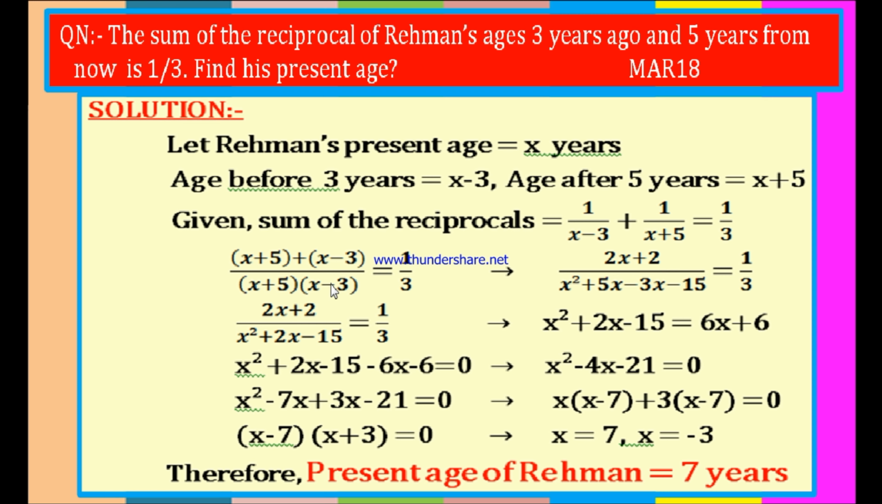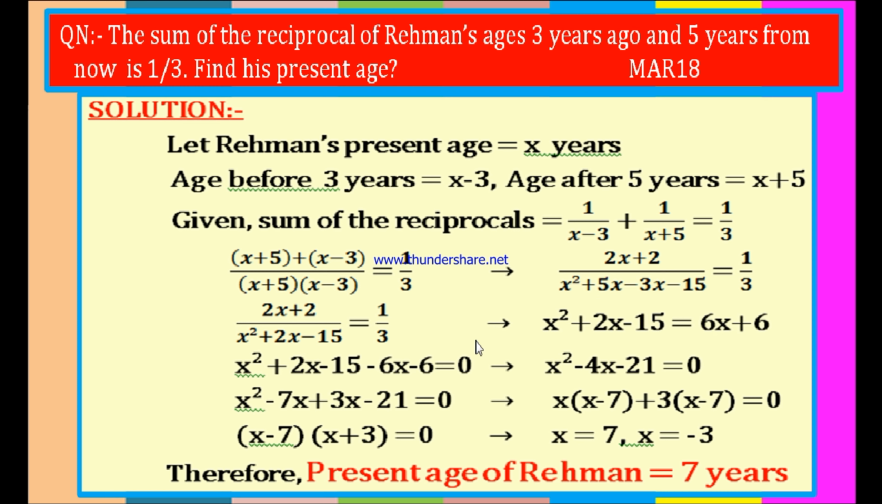Now let us multiply these two. X into x, x square. 5 into x, 5x. Minus 3 into x, minus 3x. Minus 3 into plus 5 is minus 15. All this is equal to 1 by 3. That is (2x plus 2) by (x square plus 5x minus 3x, which is plus 2x, minus 15) is equal to 1 by 3. Now let us cross multiply this. 1 into (x square plus 2x minus 15) is x square plus 2x minus 15, equal to 3 into (2x plus 2). 3 into 2x is 6x, 3 into 2 is 6.